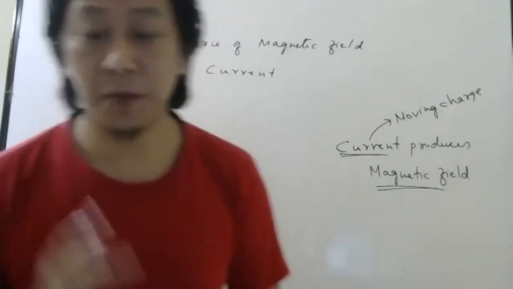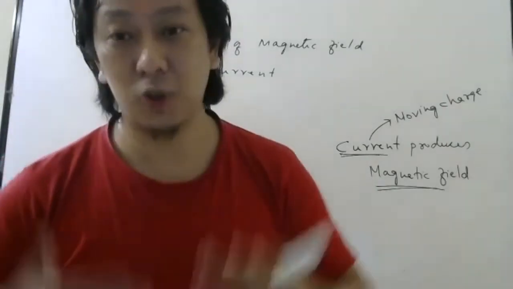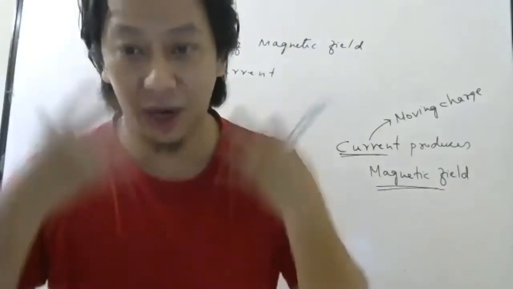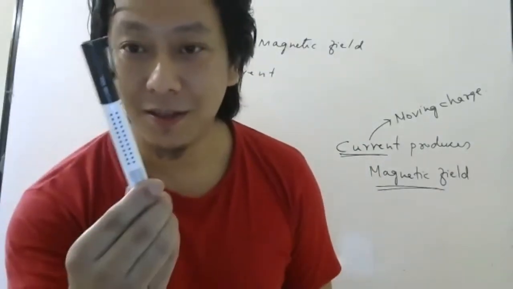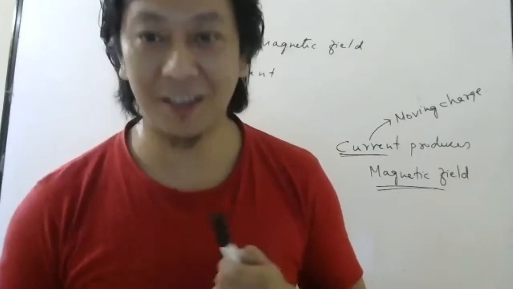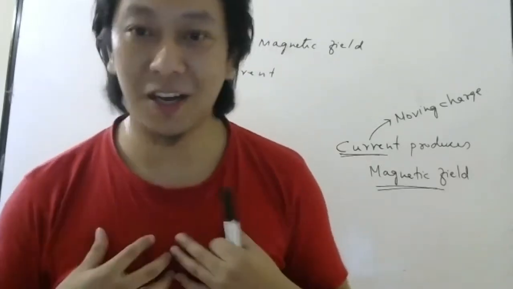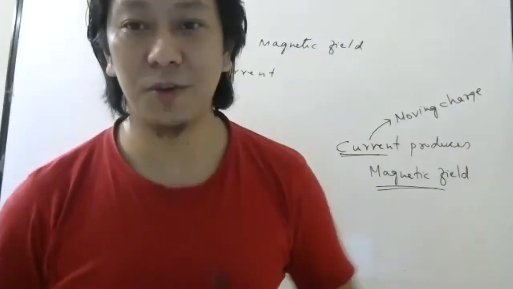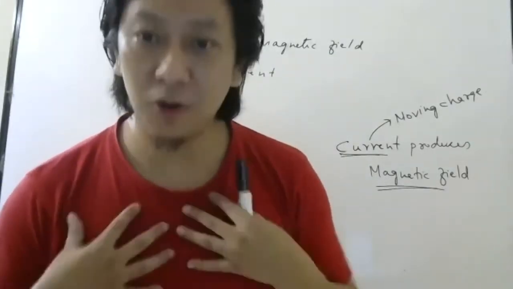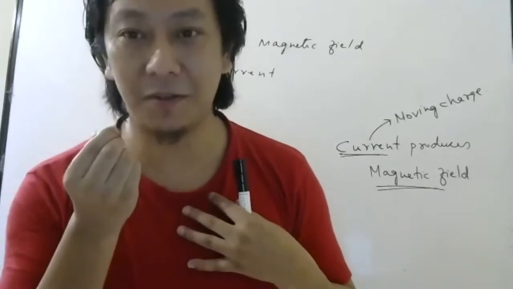Of course, you may be thinking, "Sir, in that case, human beings are also made up of atoms. This marker is also made up of atoms. Inside those atoms, electrons are moving. So there is current, so we should also produce a magnetic field." Yes, we also produce small magnetic fields.